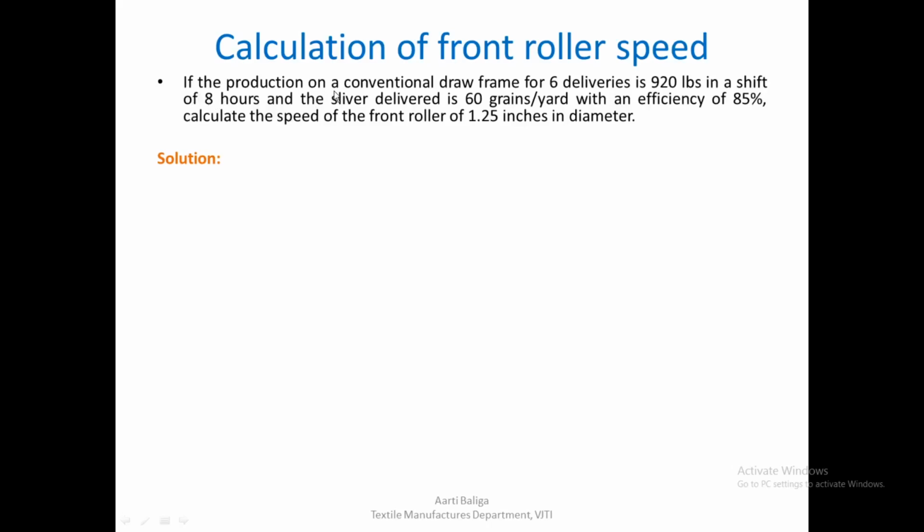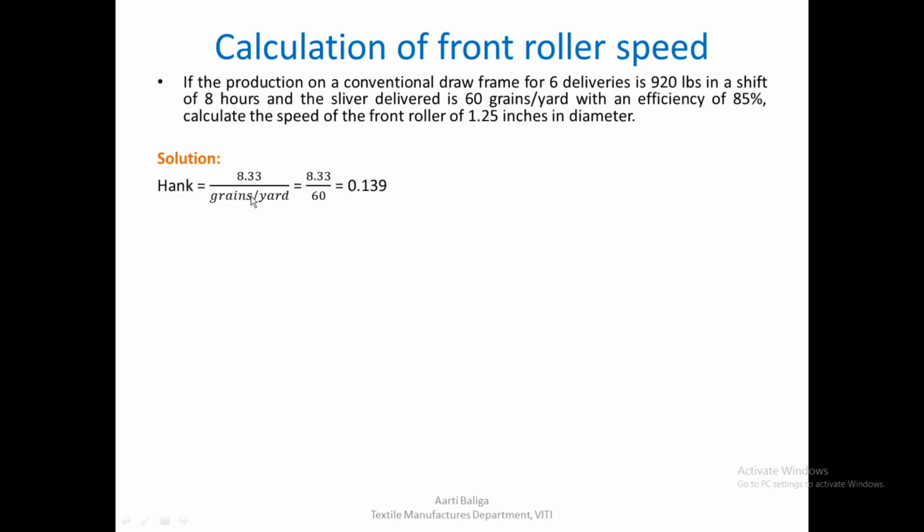If the production on the conventional draw frame for 6 deliveries is 920 pounds in a shift of 8 hours, and the sliver delivered is 60 grains per yard with an efficiency of 85, calculate the speed of the front roller of 1.25 inches in diameter. This is a relatively simple problem. What we need to do is first get all our units in the right format so that we can use them directly in the production formula and calculate the speed of the front roller.